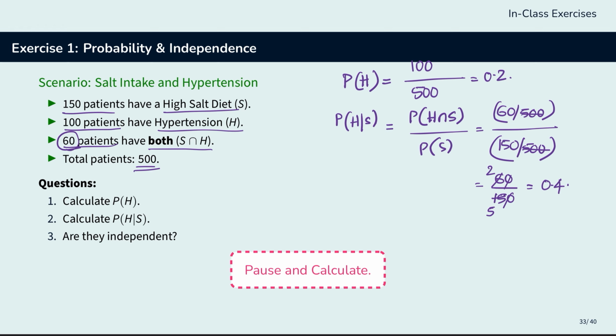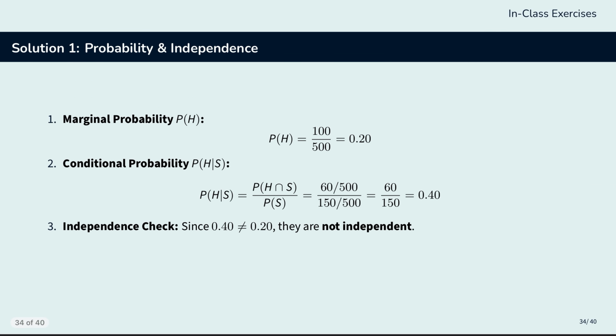So the first thing that they ask is, are they independent? How do we find whether events are independent or not? By finding out whether the probability of H given S is equal to the probability of H, right? The probability of H given S, notice, was 0.4, while the probability of H is 0.2. Which means that they are not equal. Therefore, they are not independent. So this is a quick way of calculating independence for these events.